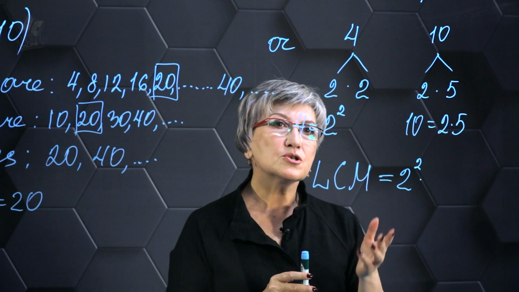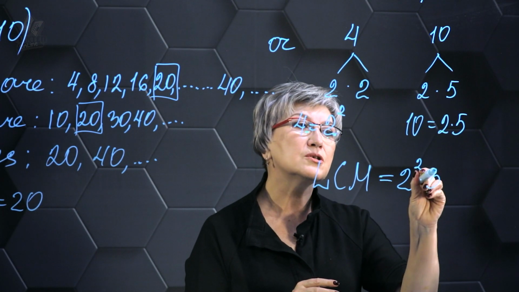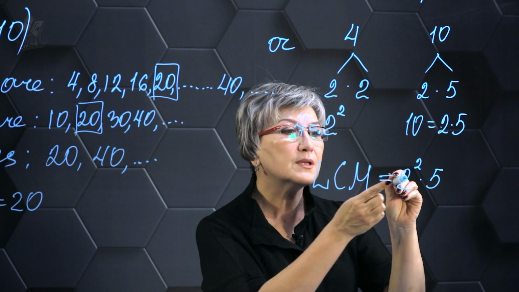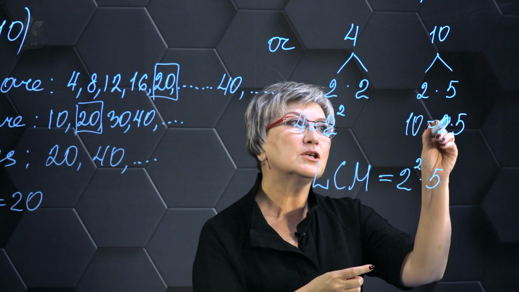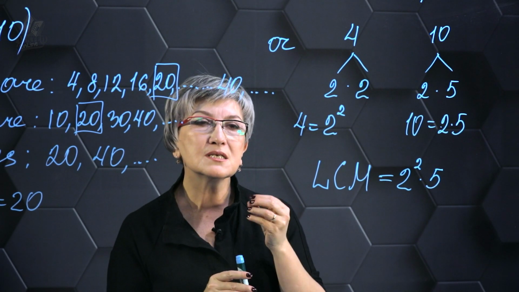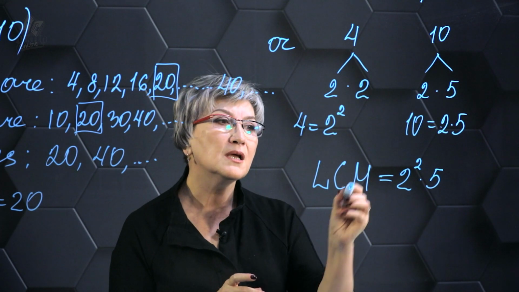So in this number, the number 5 is left. We haven't written it yet, so I'm adding it. That is the number 5. Why am I not writing this 2? Because I already have 2 squared. That's two 2's, so I'm not going to repeat or write down this 2. The most important thing here is to write down each factor to the maximum power.